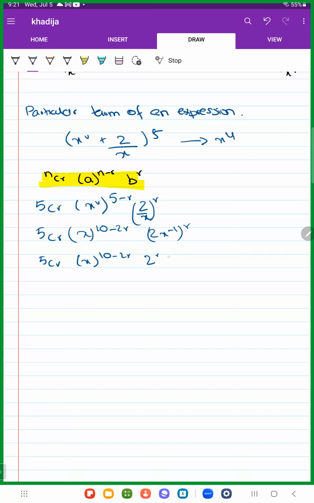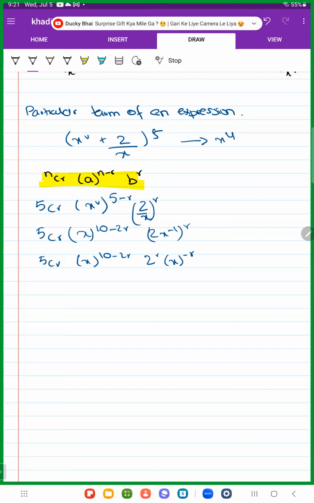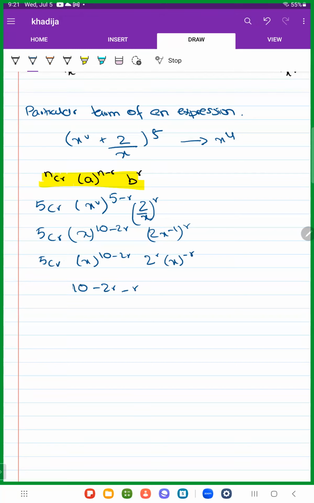2 to the power r and x to the power minus r. Now I just use the x's for the power. So it is 10 minus 2r and minus r is equal to, I need a power of 4. So 10 minus 3r is equal to 4. Minus 3r is equal to 4 minus 10, which is minus 6. R is equal to 2.